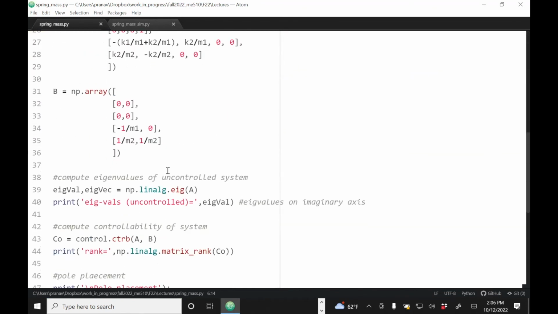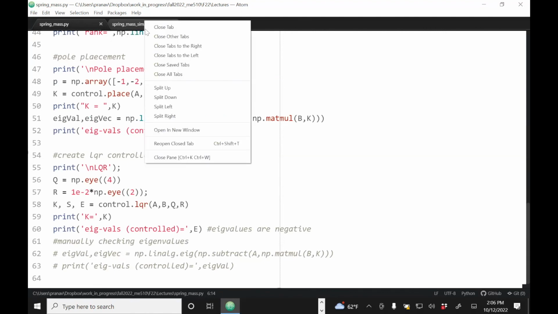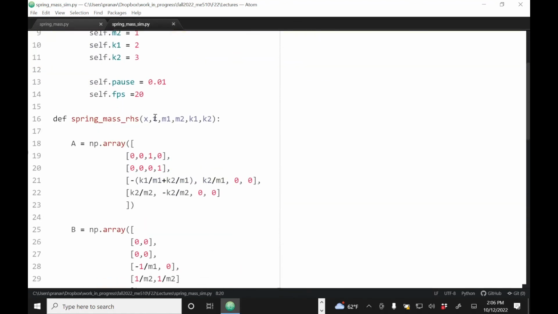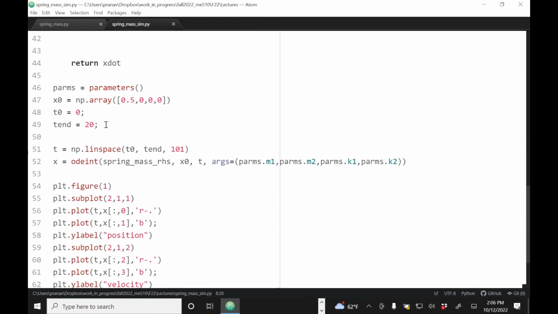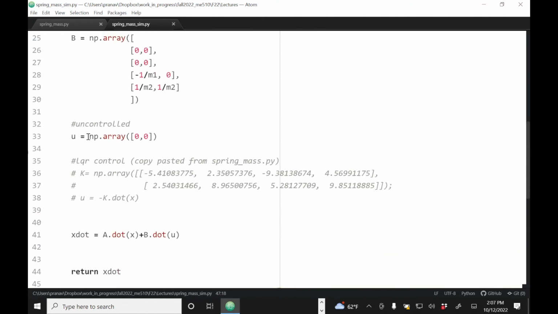This computes the LQR gain, okay? And then I made a simulation with this gain. Here the problem is if you perturb the system, remember there are 4 state variables: the positions of the 2 masses and the velocities. The first 2 are positions, the next 2 are velocities. So if you perturb the position of mass 1 to 0.5 and you don't apply any control, so the control U is 0, then what happens?